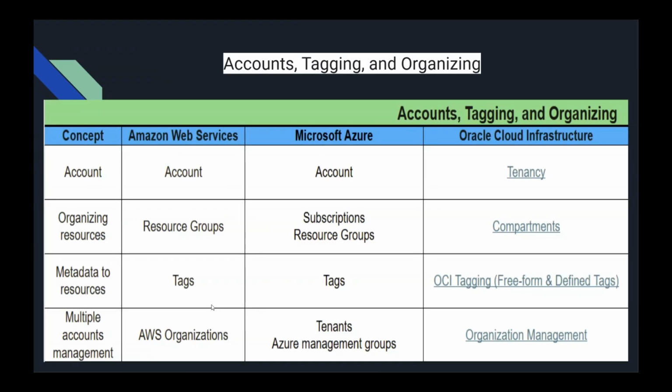In accounts, tagging, and the setup here, in AWS we have an account concept. In Azure we also have the account concept, which is similar to a subscription. So account and subscription in Azure are synonymous, and in OCI we have a tenancy. That is where the terminology is different.